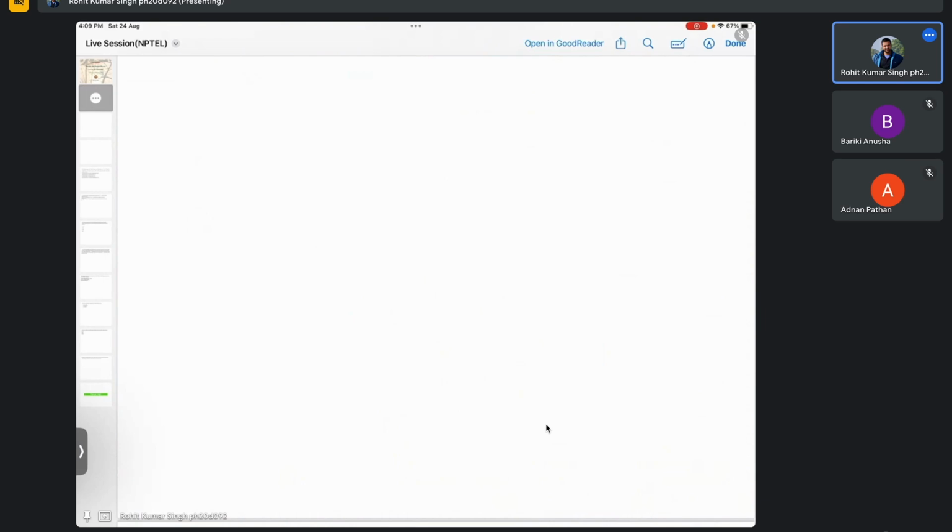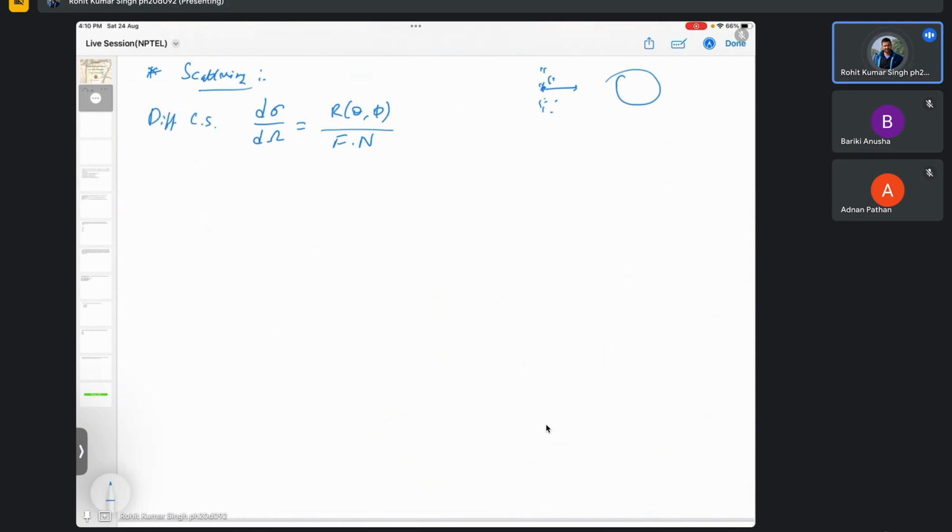So we have the simple formula for scattering. This is for the classical scattering, where suppose there is a hard sphere and there is a projectile, or there is a band of particles going. For this kind of scattering, we have the formula. This is called the differential cross section.